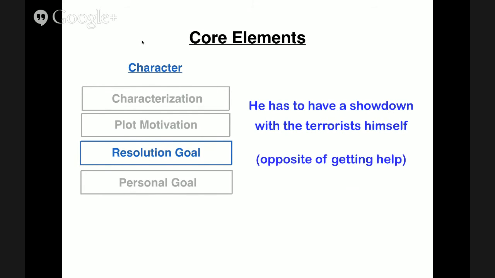Now, it might seem like a simple solution. The complexities and the details of how he does it, again, that's the creativity you bring to the table. But the fact that in the first part of the movie, his plot motivation was to contact the police, to contact the authorities like you and I would, and the second part, the resolution goal, is he has to take care of it himself, arm himself, and start killing these guys left and right to save his wife. That's the conceptual opposite of the plot motivation.